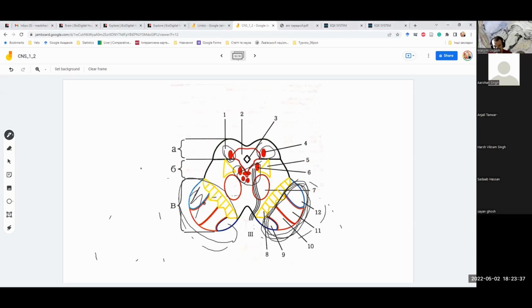Those here again, pedunculi cerebri. The particular location of this tract is not a problem. You have to remember which one is more medial, which one is more lateral. You can find this in the book.